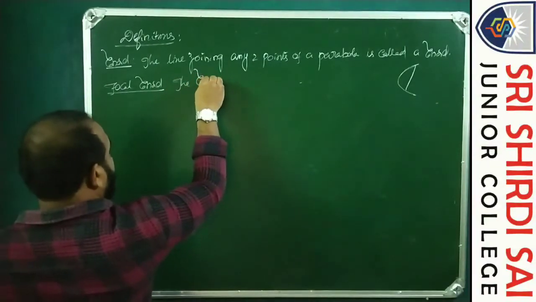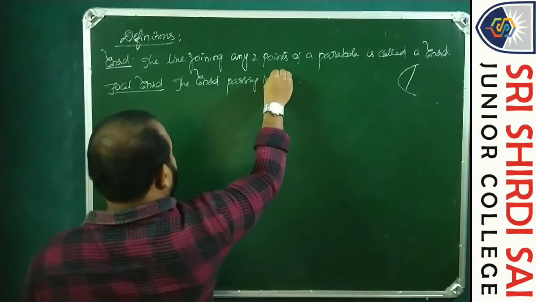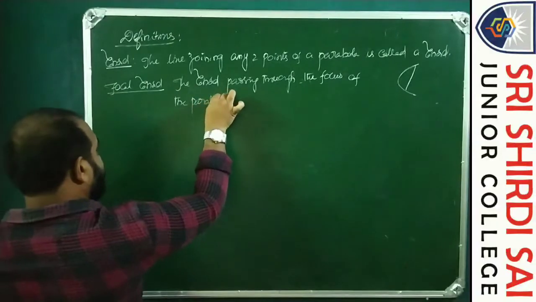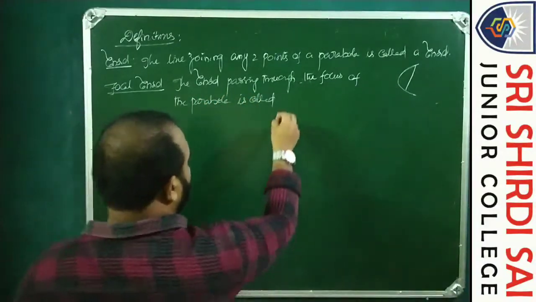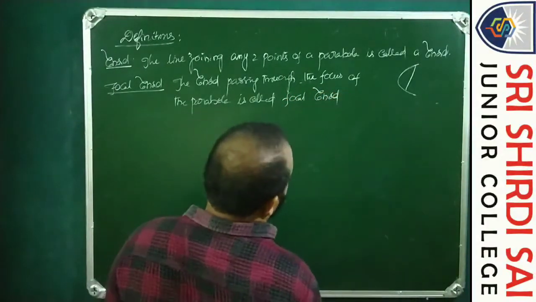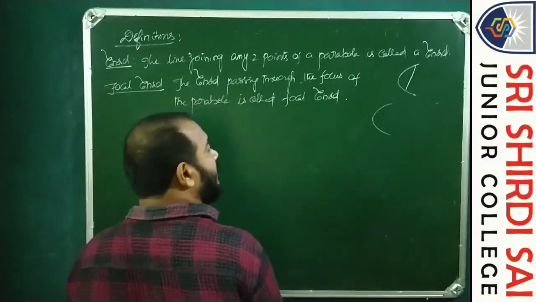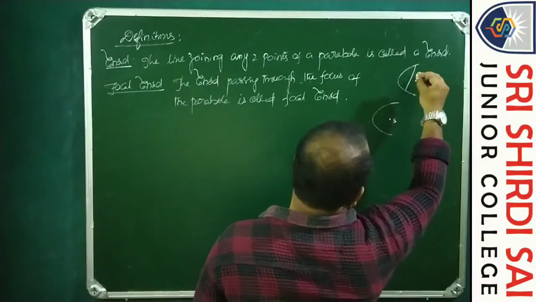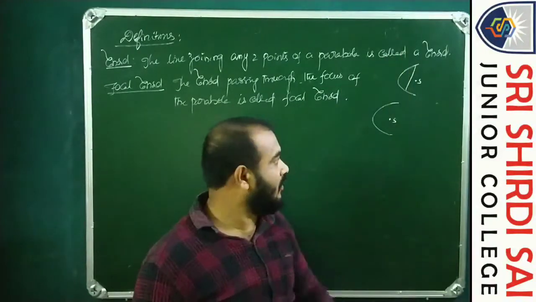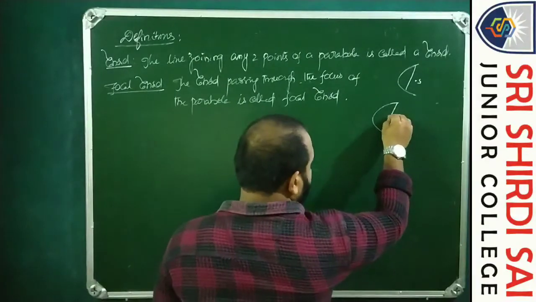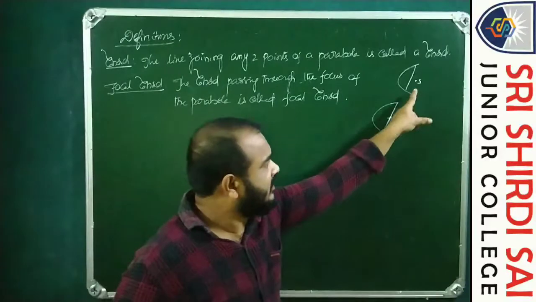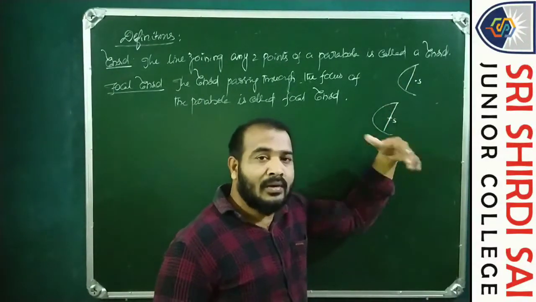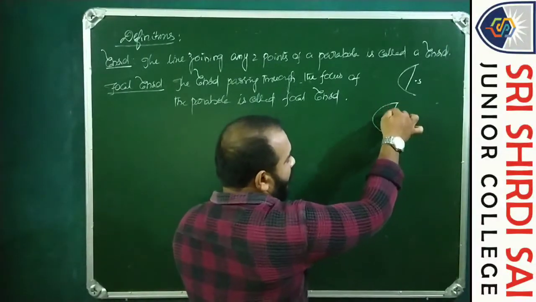Focal chord. The chord passing through the focus of the parabola is called a focal chord. So let this be the parabola and this be the focus. Earlier, this chord was not passing through the focus, so that is a chord. Now the chord passing through the focus is the focal chord. Like these, infinite numbers of chords can be drawn, and likewise, passing through the focus, there can be infinite focal chords.